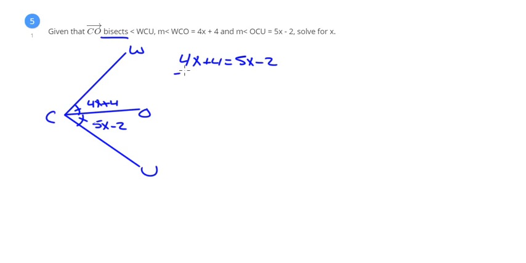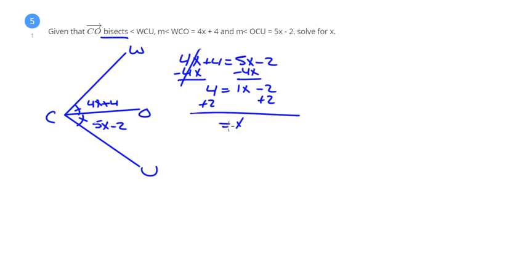Now we're going to want to solve, so I'm going to subtract 4x from both sides, so that we get 4 over here, and 5x minus 4x gives us 1x minus 2. Add 2 to both sides, and we get that x equals 6. Okay, so you should be able to type it in like that. For the GoFormatives, just type in 6, and that should work out just fine.